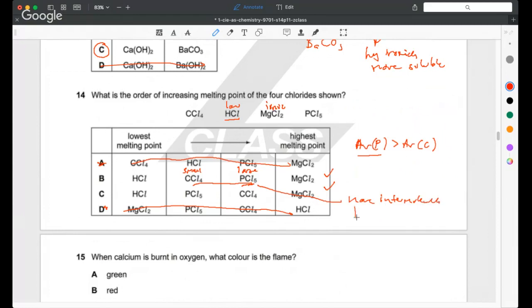So you'll have more intermolecular forces. Excuse my writing. The forces are dispersion forces or transient dipole-dipole interactions. And so that means that phosphorus pentachloride, because it has more intermolecular forces, will have a higher melting point than carbon tetrachloride. And that means that row B is the one that we want. Phosphorus pentachloride has a higher melting point than carbon tetrachloride.